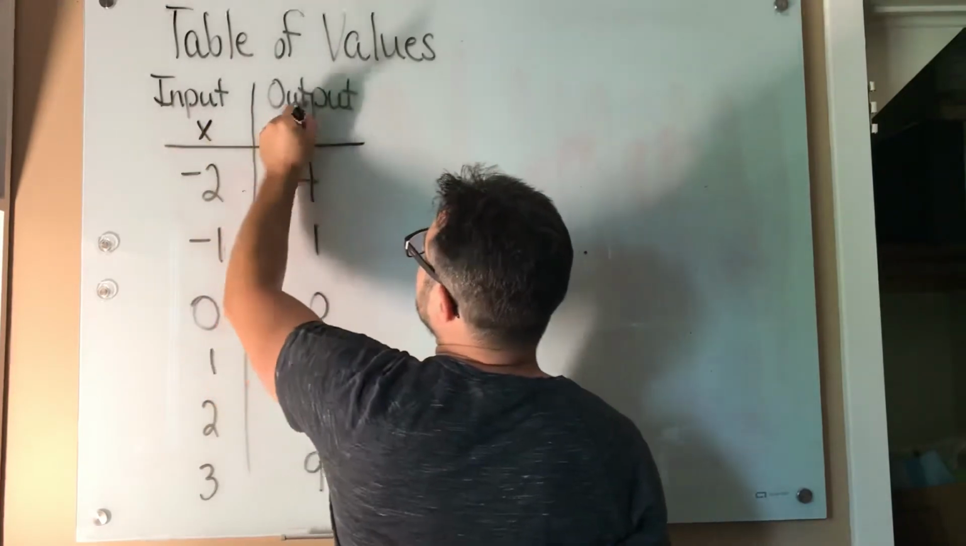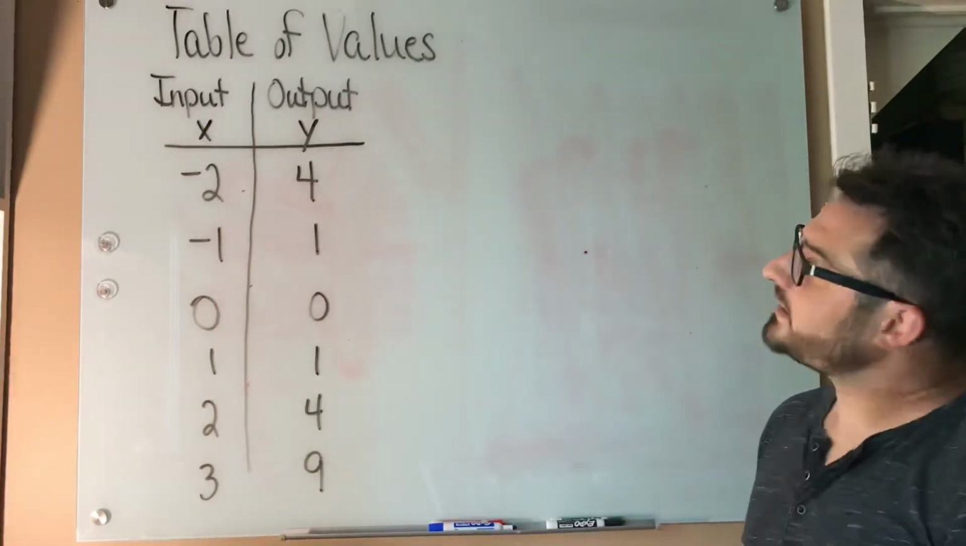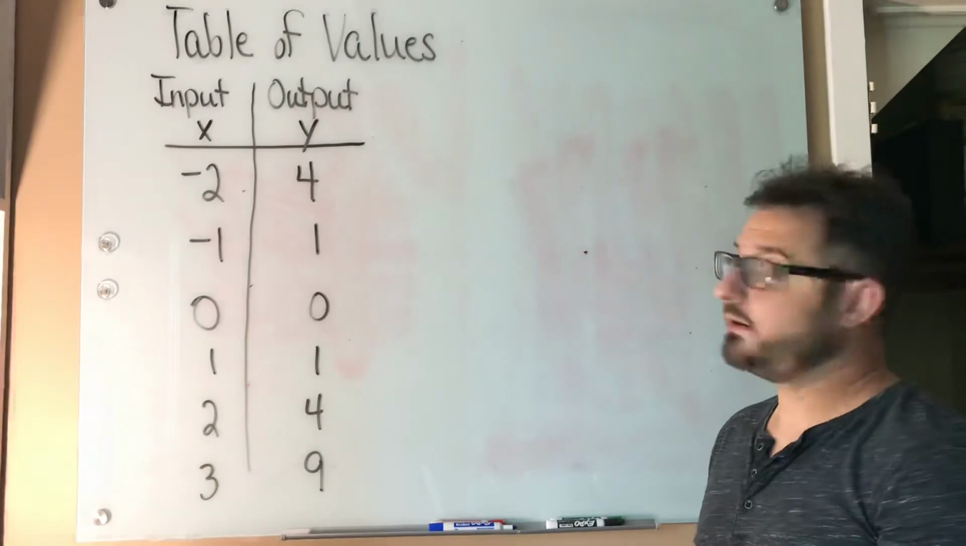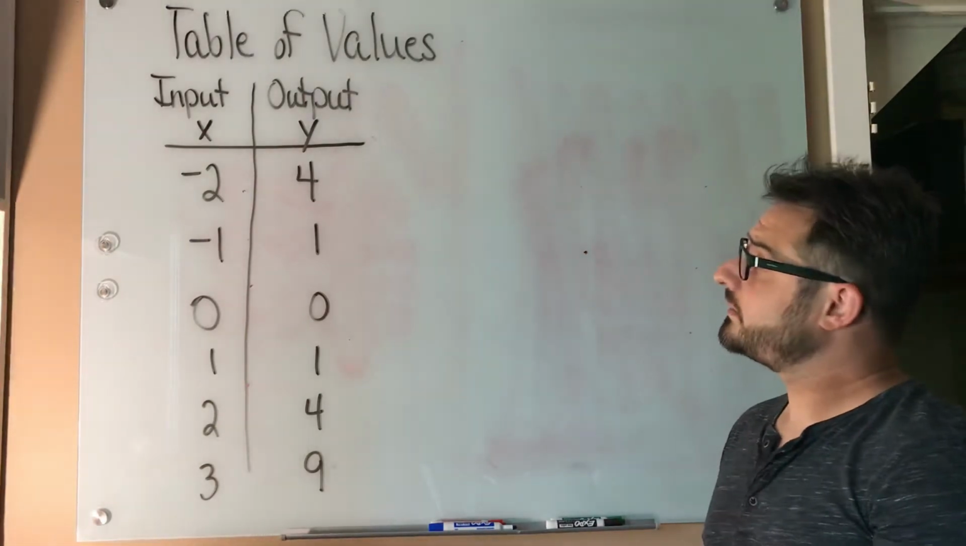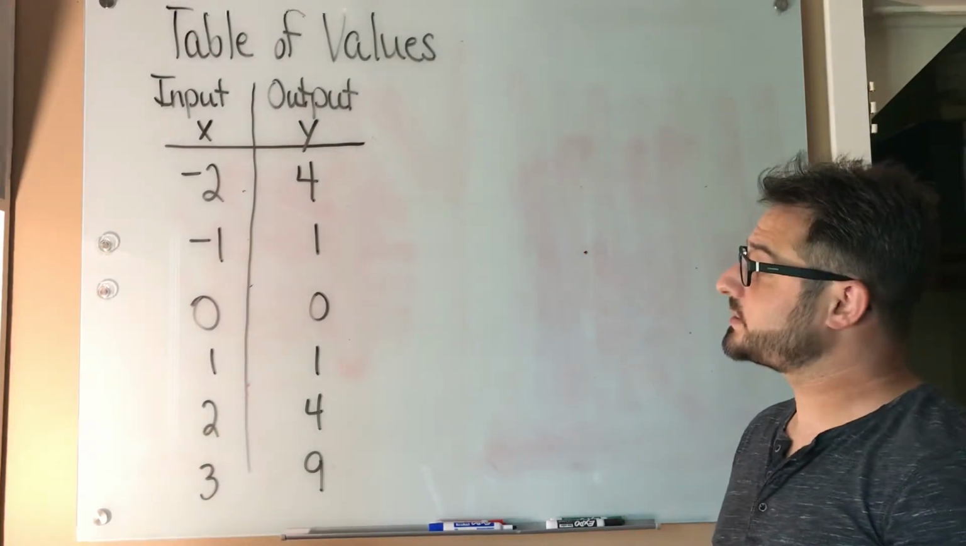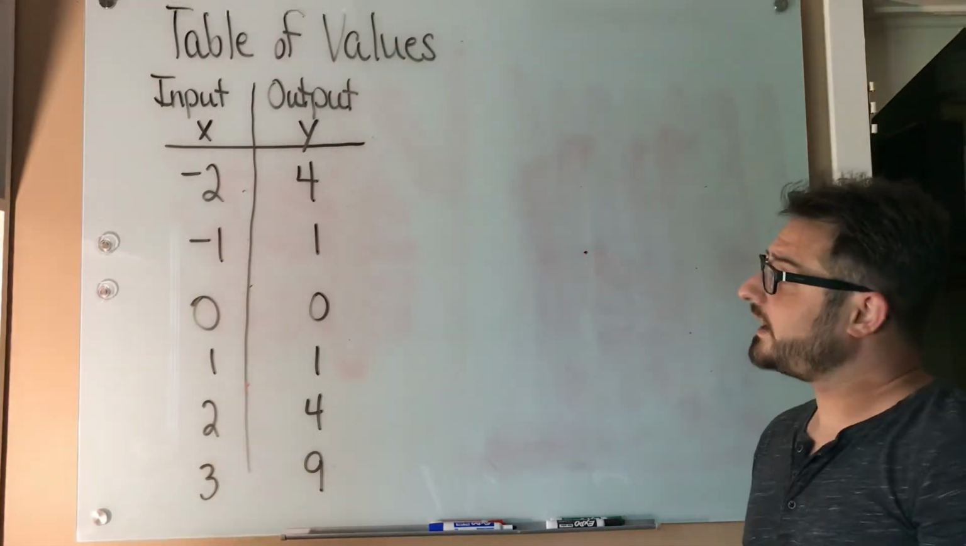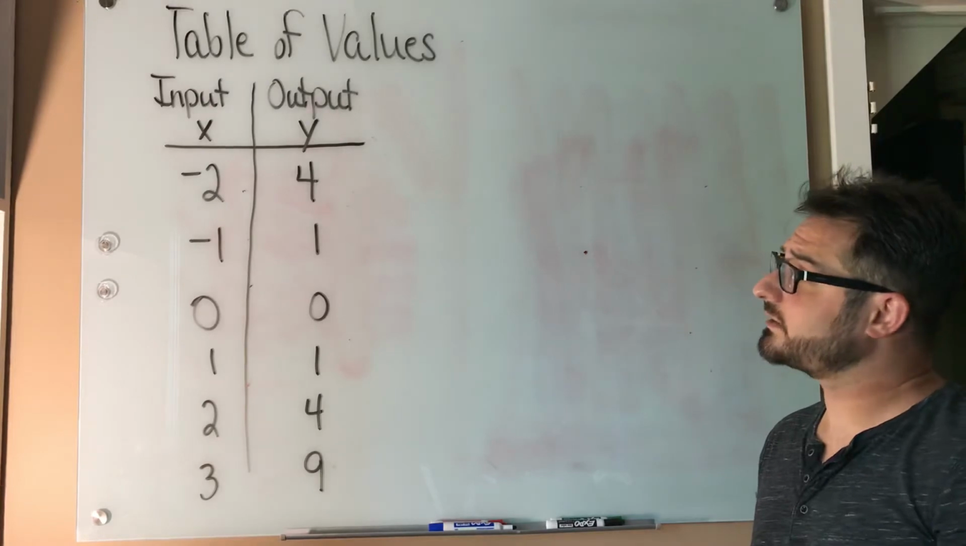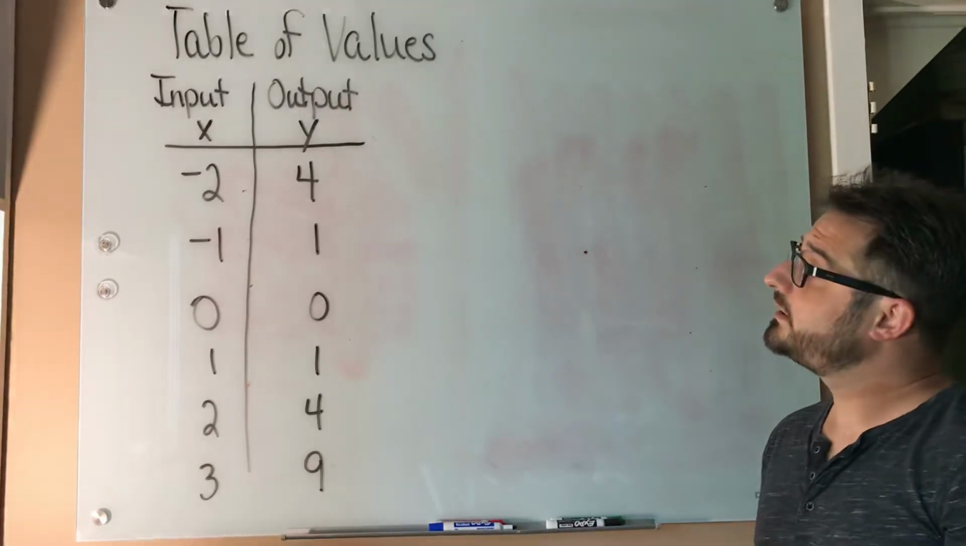We often will see these written with X for the input and Y for the output. Those are the traditional variable choices. Other letters can be used depending on the situation, but if we don't have a context, we don't have anything to suggest other letters, we just use X for input and Y for output.